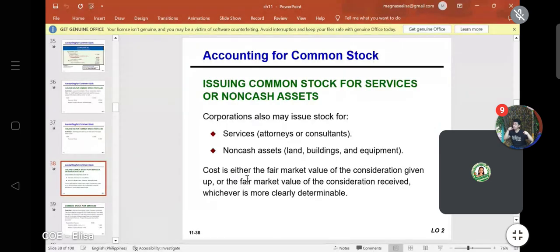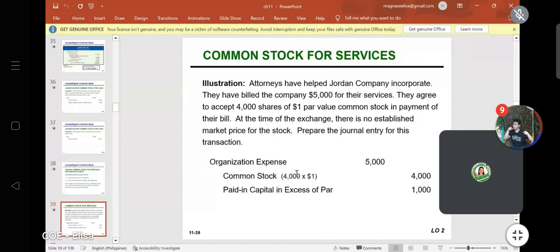Now, stocks can also be issued for services or non-cash assets. For example, in the organization of the corporation, you need the services of lawyers, accountants, and so on. Also, you pay organization expenses. So in this case, instead of paying cash, you can pay the organizers a number of stocks. In this case, they are paid 4,000 shares. So times 1, that is 4,000. Remember, the cost of service is 5,000, and the company issued 4,000 shares at par of 1, so this is 4,000. So the 1,000 is the in excess of par. So that's how it is to be presented.